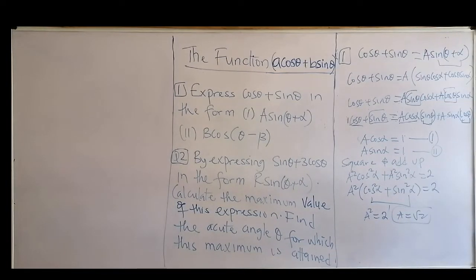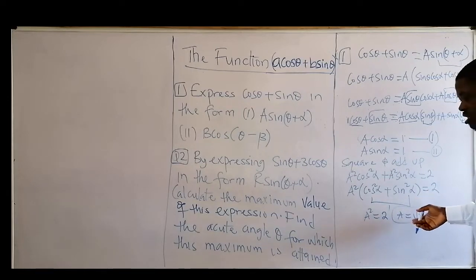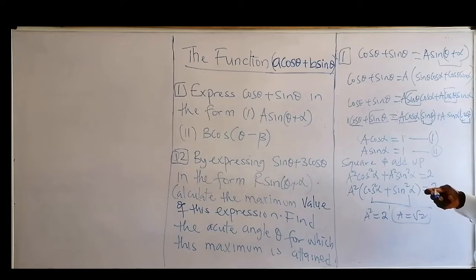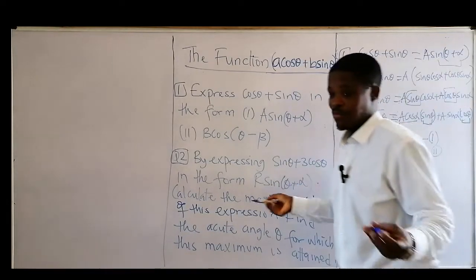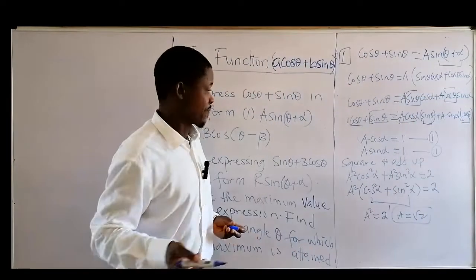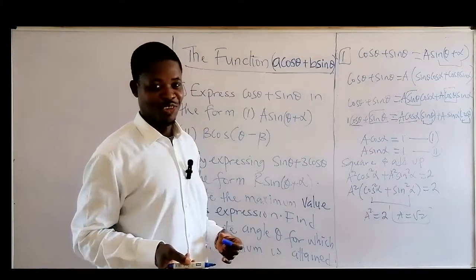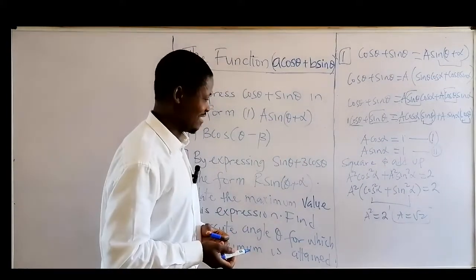We have now got A. A is root 2. The next thing to do is to get the angle alpha. How do we do that? There are two ways. One of the ways is to make substitutions into either the first equation or the second one. The choice is yours: you can substitute into equation 1 or into equation 2.